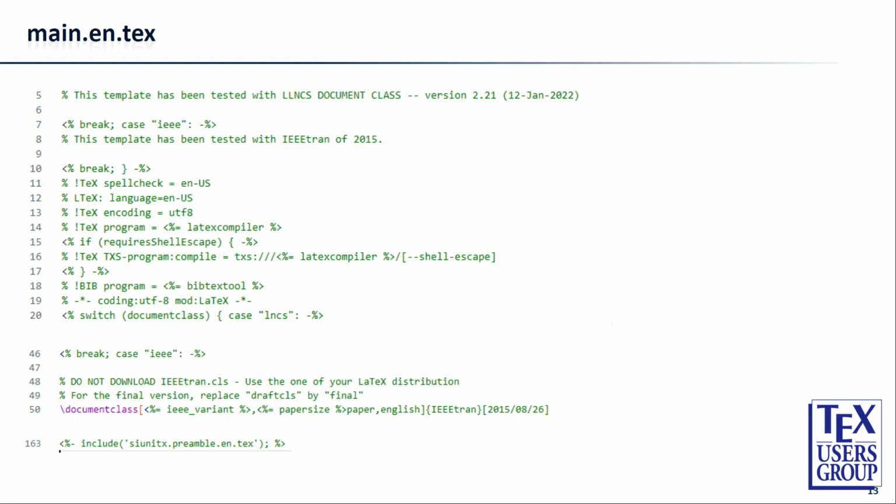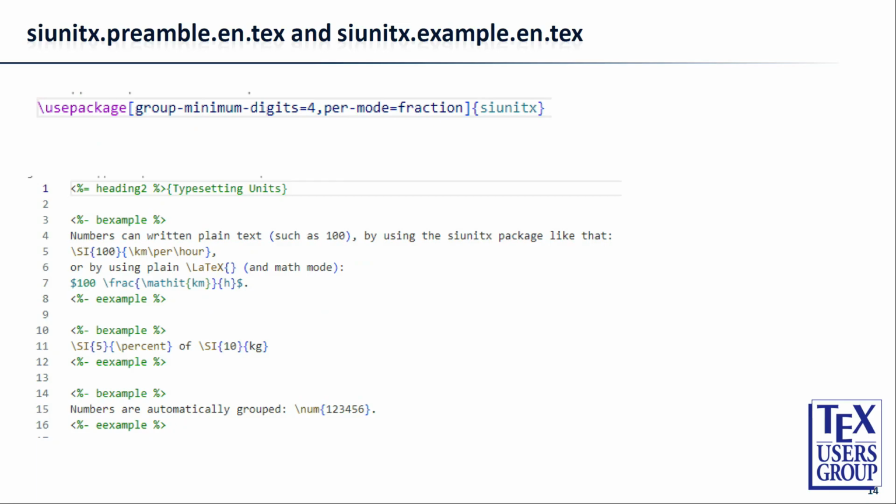Okay, and then at the end there's some little include, siunitx.preamble.en.tags, and in that file a preamble snippet for siunitx is there. And then let's look at the siunitx, and this is just a one-liner, just with the package, and then this turned out to be the best configuration for our setting, like group-minimum-digits 4, and promote-fraction. So this is the opinion, what I do in my templates, that this is the best siunitx setup. And this is all for the preamble.